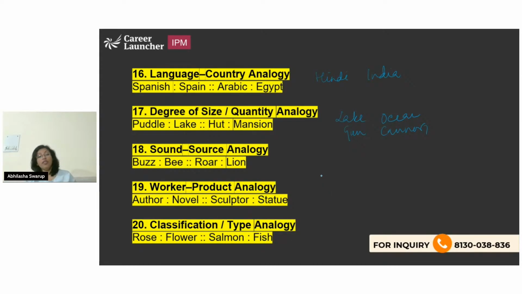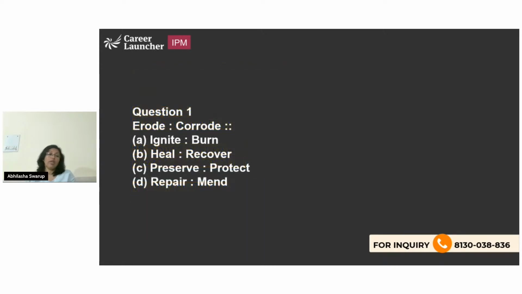Guys, all of these are different types of analogy, and all of these analogies can be used beautifully to identify relationships. So once you get an analogy question, your task is to identify the relationship, and then you can take it forward from there. Okay, let's take a look at some questions.